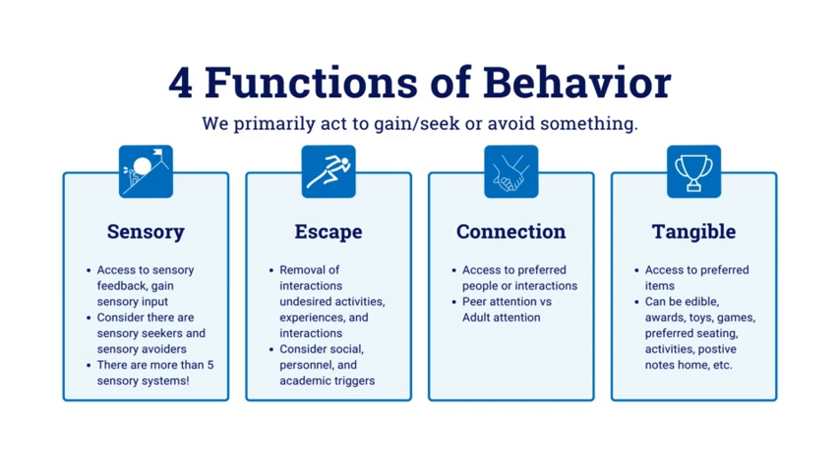The last is tangible. And again, this is one that's really easy to see. Students who try to gain something, whether it be an edible treat, a reward, toys, games, preferred seating, activities, tickets, tokens, notes home, anything that we can see, feel, touch, do. This is going to be tangible. They're trying to gain. Similarly, there are some students who avoid tangible items. So if they want to avoid a certain food, maybe they will decide they're not eating dinner that night.